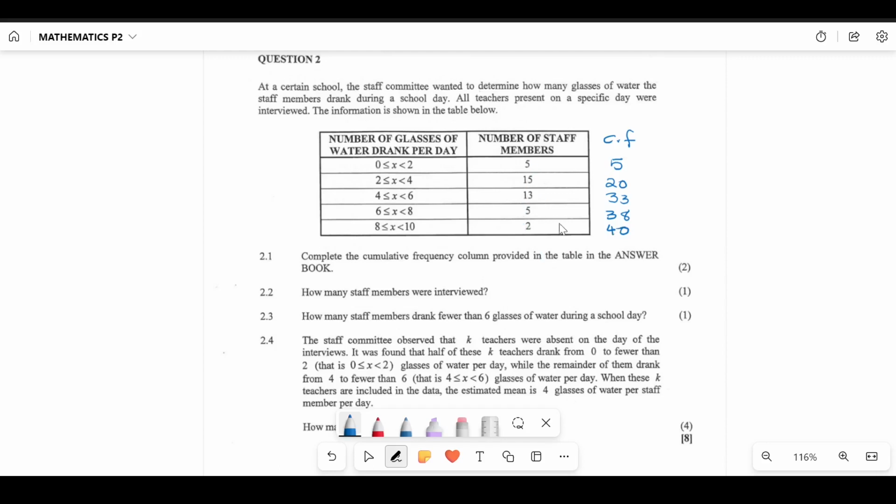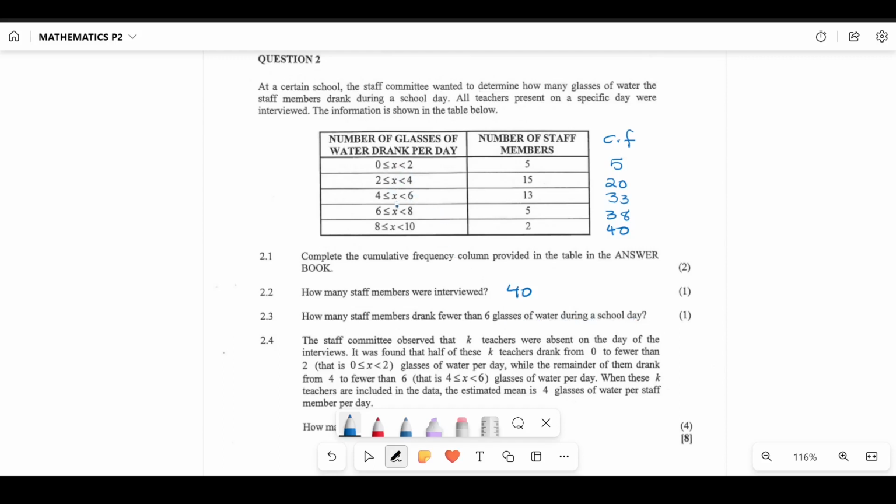When you add all this, you must get 40. It's not mentioned in the question this time, but the last one is the total number, so it's 40 this time. Now, how many staff members drank fewer than 6 glasses of water during a school day?